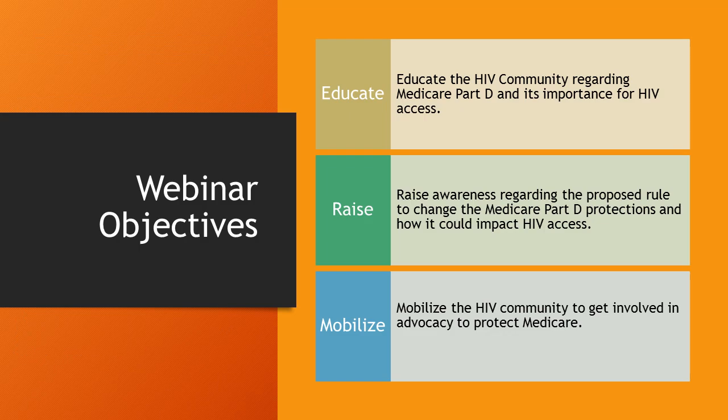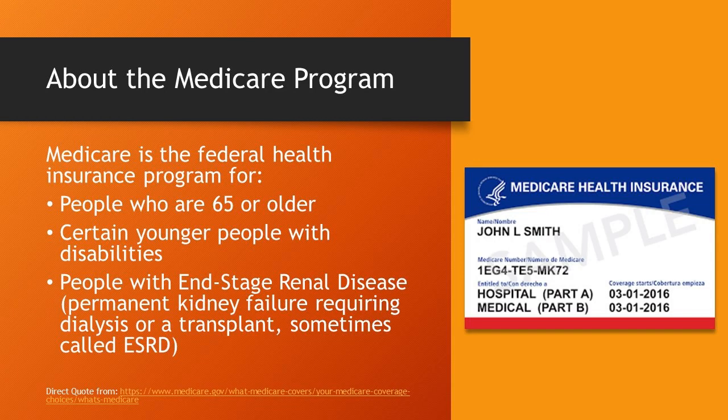Our objectives for today are to educate the HIV community regarding Medicare Part D and its importance for HIV access, raise awareness regarding the proposed rule from the Trump administration to change the Medicare Part D protections and how it could impact HIV access to medications, and to mobilize the community to get involved in advocacy to protect Medicare. First, for an overview of Medicare Part D and why it matters for people living with HIV, I'll turn it over to Sable Nelson of NMAC.